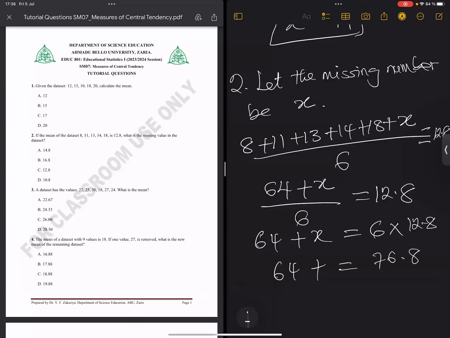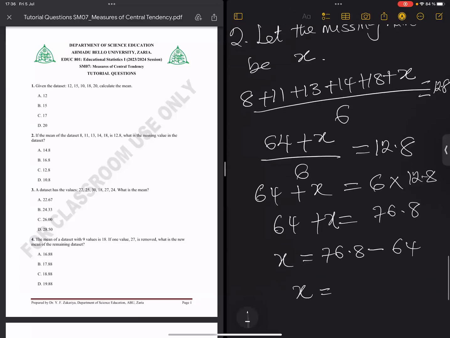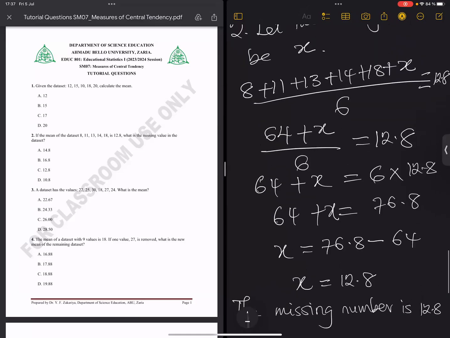I got 76.8. Do you get the same as 76.8? So our X will be 76.8 minus 64. What do you get? The answer is 12.8. So the missing number is 12.8, the same as the mean. And the option is option C. Are we okay, everybody? Thank you. Any comments from the audience?